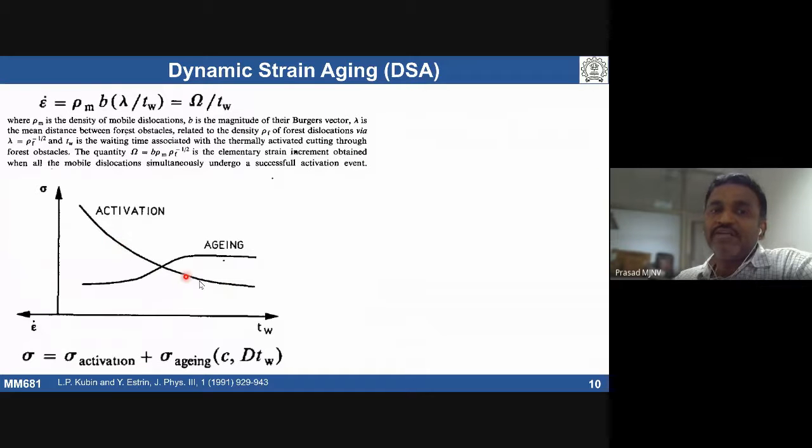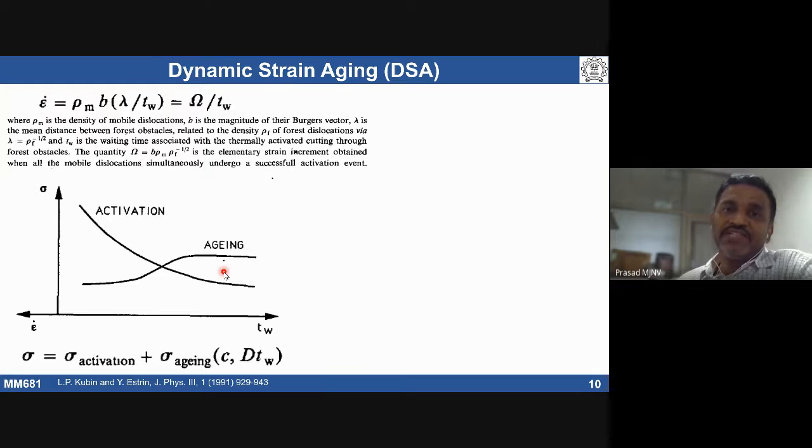Okay, that usually brings down the stress of a material. So in a particular window, aging is going to dominate over the thermal activation. As a result, it may dominate or become equal. If it becomes equal, then we do see a plateau in the overall stress-strain curve, where the stress is going to be constant. If aging dominates over the thermal activation, then the stress is going to increase.